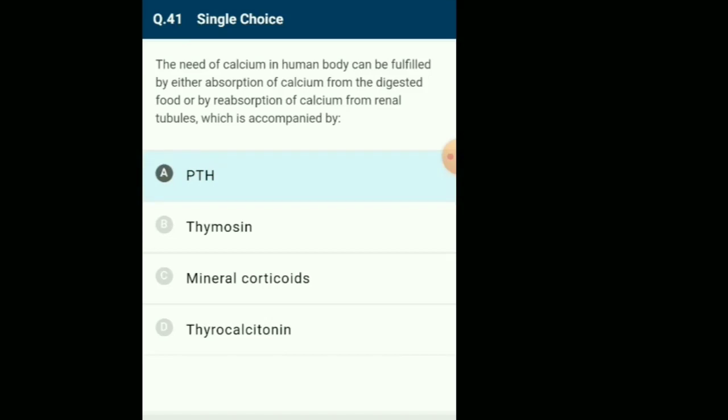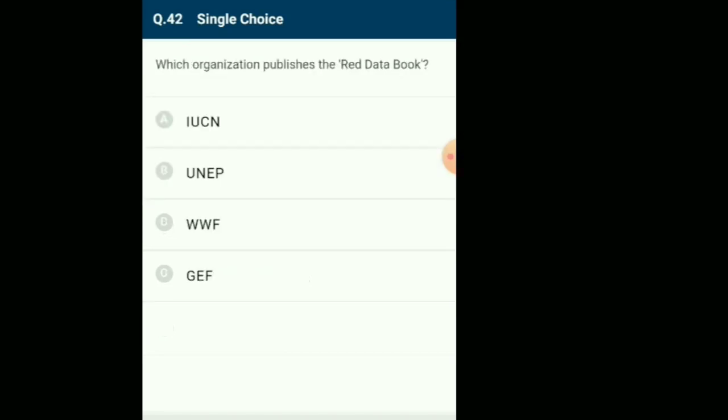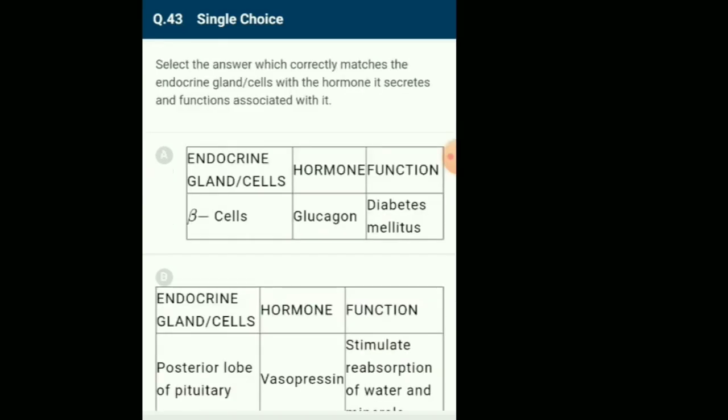Question number 42. Which organization publishes the Red Data Book? International Union for Conservation of Nature and Natural Resources, with its headquarters at Morges, Switzerland, publishes the Red Data Book which keeps the record of extinct and threatened species. So the answer is option A, IUCN.